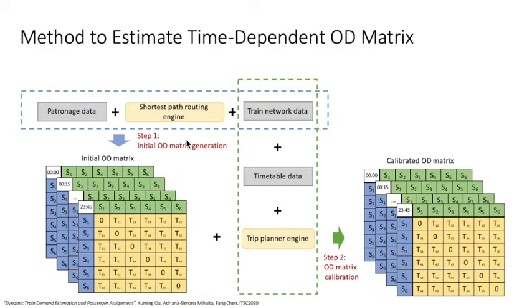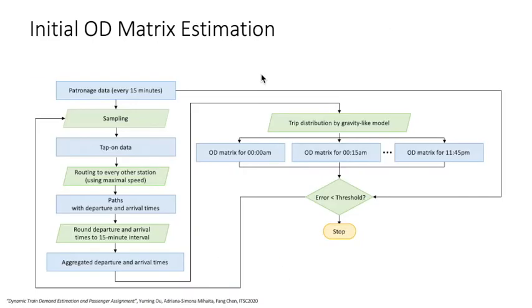The method for estimating the time-dependent OD matrix is divided into two steps. The first step is to build the initial OD matrix based on patronage data and train network data. In the first step, a path routing engine is used for finding the shortest path between two stations. After we get the initial OD matrix, the second step is to use timetable data to calibrate the initial OD matrix. In the second step, a trip planner engine is used.